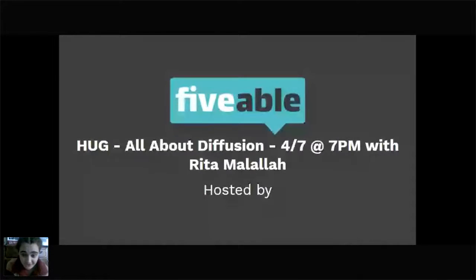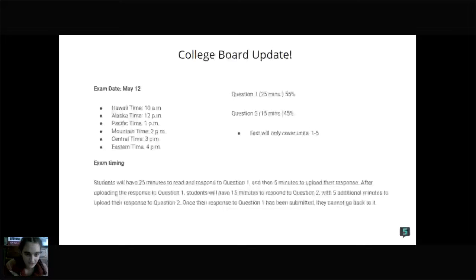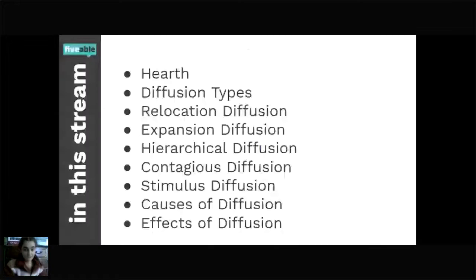I took AP Human Geography last year as a freshman. Today we'll start our lecture. We'll talk about diffusion, all types of diffusion, and their causes and effects. First we'll talk about the Hearth. Then we'll talk about the two types of diffusion, relocation and expansion, and the different types of expansion diffusion. At the end, we'll talk about the historical causes of diffusion and the effects of diffusion.